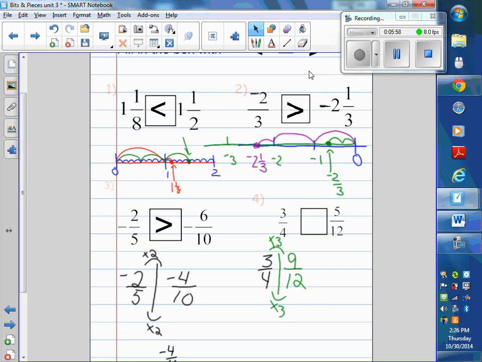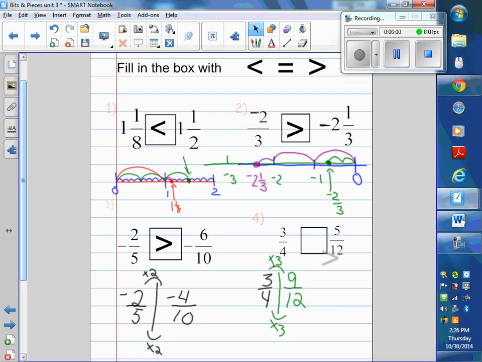So to grab that and put it there. Okay? I'm going to post that because part of your homework tonight is like that. You have different strategies.